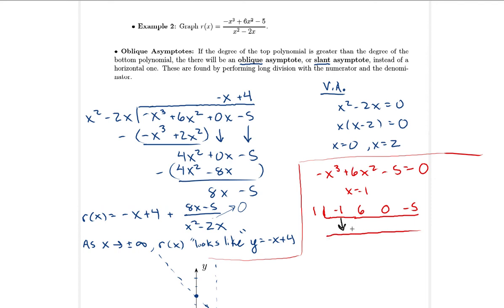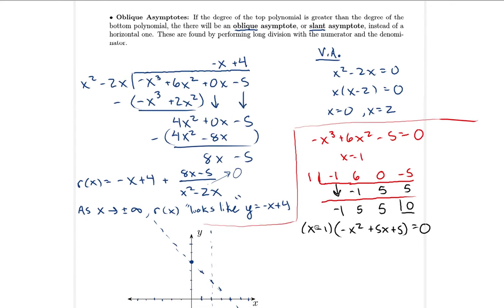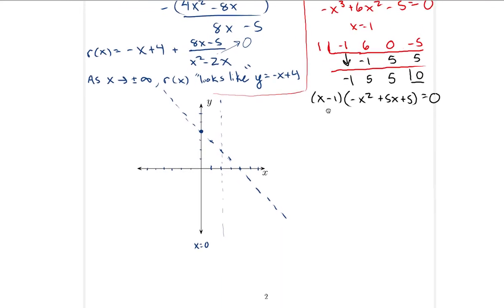All right, so we've got negative 1, 5. Okay, so what we're left with here is we've got x minus 1 times negative x squared plus 5x plus 5, right, is equal to 0. All right, but now that we've got a quadratic, we can just use the quadratic formula at this point.